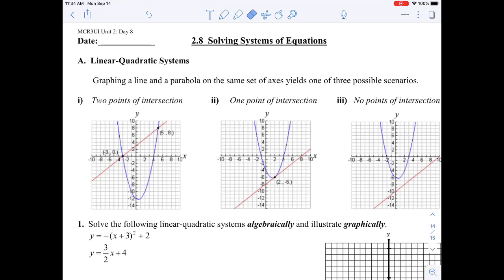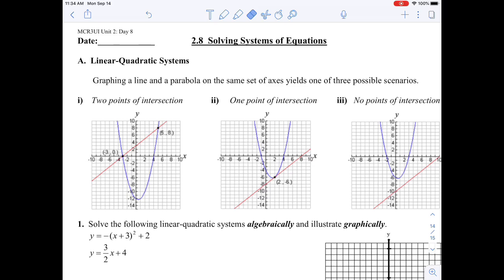Welcome to Unit 2, Lesson 8, Solving Systems of Equations. Last year, hopefully in grade 10, you might have seen a little bit of this idea when you were solving systems of linear equations, or what we sometimes call linear systems.